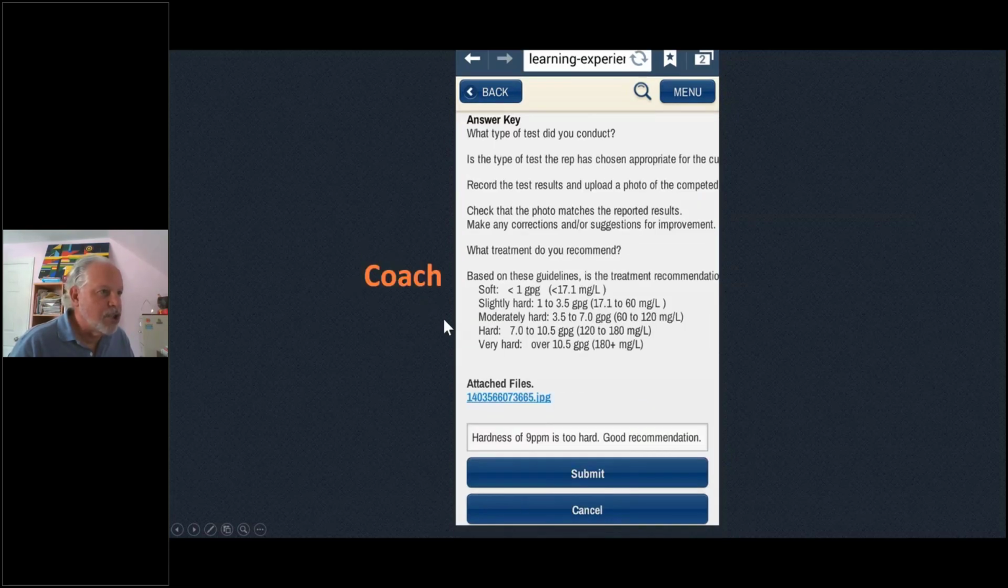Then the coach gets a notification saying, hey, you've got some feedback to give. And then we provide performance support for the coach. Now the coach, who's a manager, can see these parameters. So when I look at this, there's the picture that he took, a JPEG, and I can look at the colors basically and give feedback. Oh, hardness of 9 ppm is too hard, good recommendation. Okay, and submit that back to the learner. That's an example of creating a distance feedback loop and people capturing what they're doing out on the job.